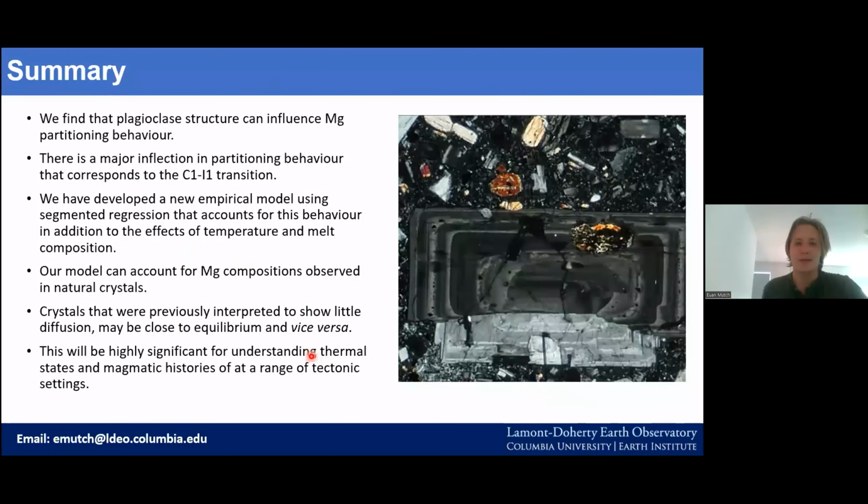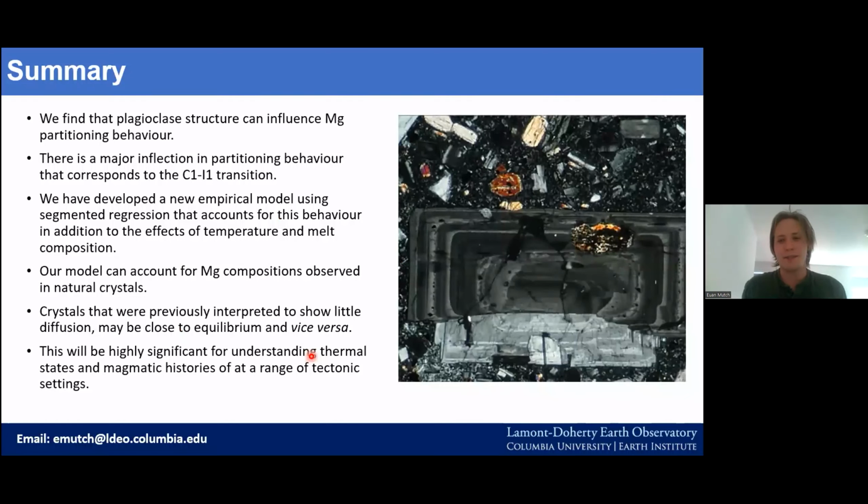And so, just to summarize, I think we find that potentially the plagioclase structure can influence the magnesium partitioning behavior. We see potentially a major inflection in partitioning behavior that could correspond to this C1 bar, I1 bar transition. And so we've developed a new empirical model using a segmented regression that could account for this behavior as well as the effects of temperature and melt composition.